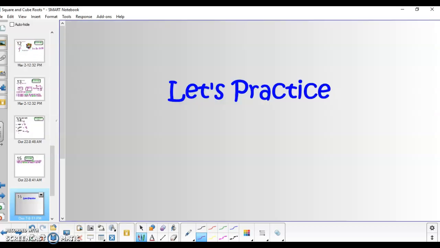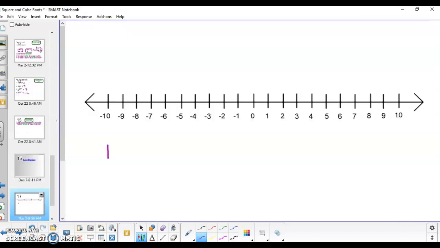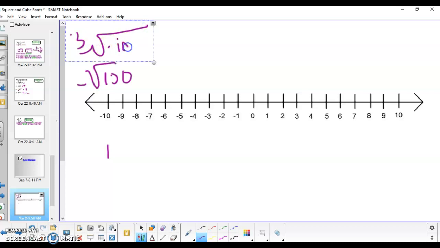Please, if you can, flip over to the back. We're going to continue practicing by looking at a number line. Now, thinking about your number line, and you should have it from negative 10 to 10. You have some square root signs at the top and some cube roots at the top. Take a moment and fill out your number line with the square and cube roots.